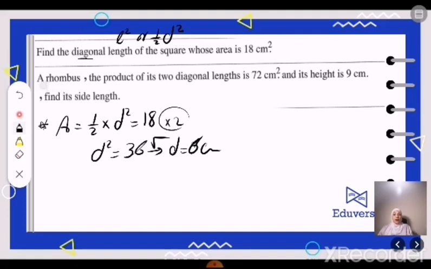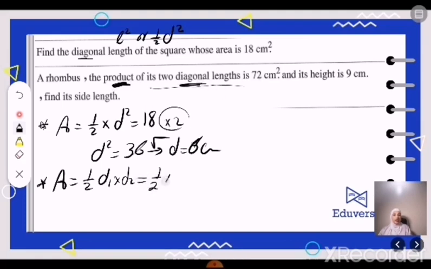Then, a rhombus, the product of its two diagonal lengths is 72. This is the product of the diagonals, and the height is 9. Find the side length. Okay, to get the side length, I first of all need to know the relation between the diagonals and the height, and the side length. It's all related to the area. Yes, so the area of the rhombus, sorry, not trapezium, will be half multiply diagonal 1 multiply diagonal 2.